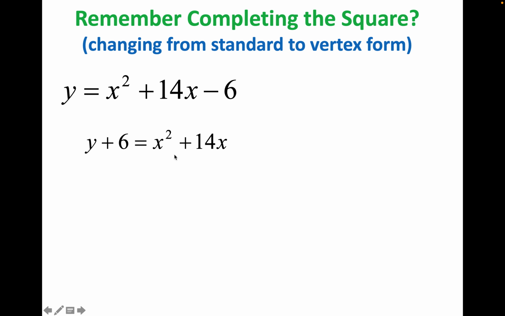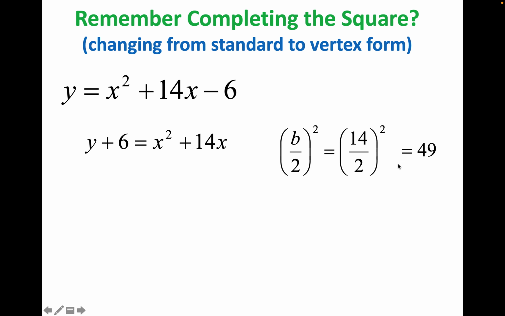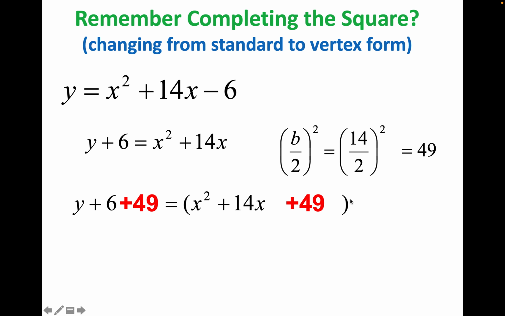All right, now if you remember, we look at this, and if there's a 1 in front of the x squared, we can proceed by doing b over 2 squared, and that is the process of completing the square. So we're going to do this value divided by 2 squared. That's 14 over 2 squared, which is 49. So we're going to add 49 to both sides. By doing that, we have created a perfect squared trinomial here, which factors very easily into this.